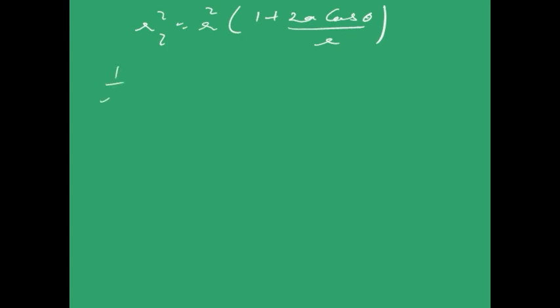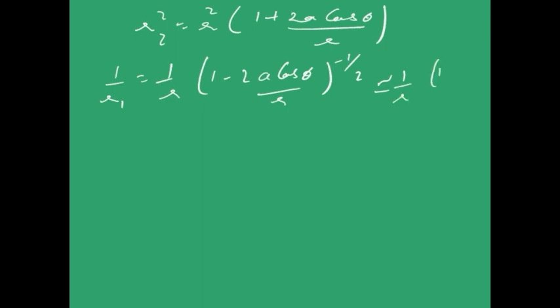I can rewrite them as 1 by R1 is equal to 1 by R times (1 minus 2A cos theta by R) whole power 1 by 2, right? Now using the binomial theorem and considering only terms up to the first order of A by R, I can approximate this as 1 by R into (1 plus A cos theta by R). Everything is fine till now. And similarly, I'll get 1 by R2 is equal to 1 by R into (1 minus A by R cos theta).